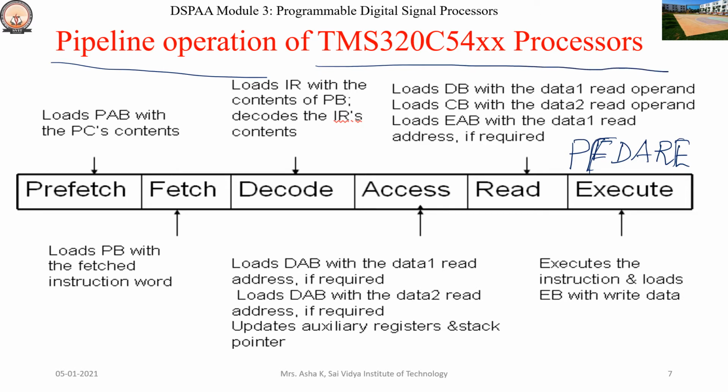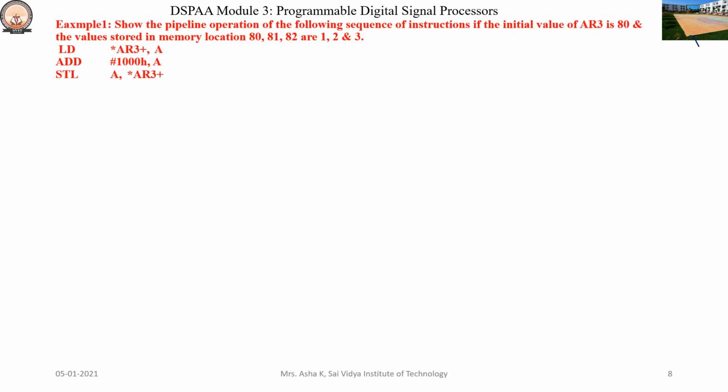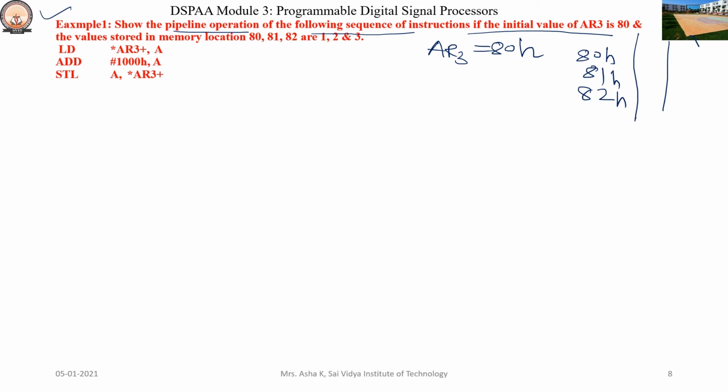Now let us discuss the examples of pipeline operation. The first example: show the pipeline operation for the following sequence of instructions. The initial value of AR3 is 80 hexadecimal, and the values stored in memory locations 80 hexadecimal, 81 hexadecimal, and 82 hexadecimal are respectively 1, 2 and 3. Here it is 1, here it is 2 and here it is 3.